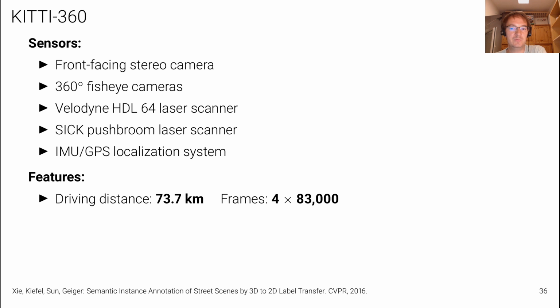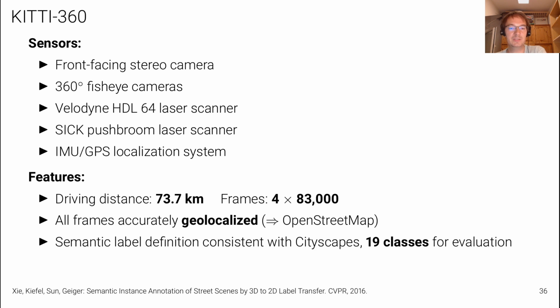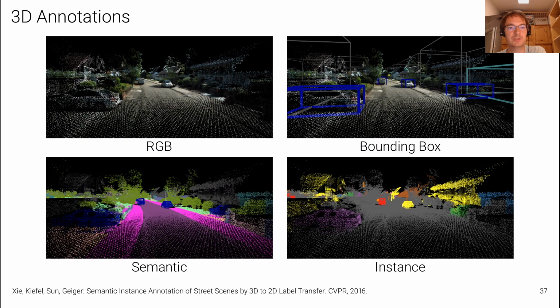There are about 83,000 frames of four cameras and the laser scans, covering a driving distance of roughly 73 kilometers. All frames are accurately geolocalized, such that additional information, for instance from OpenStreetMap, can be utilized. And we have annotated the dataset using semantic labels, both in 3D and 2D. The semantic label definitions are consistent with the Cityscapes dataset, such that cross dataset generalization performance can be analyzed. Furthermore, each instance is assigned a consistent instance ID across all frames. So we don't only have individual IDs for individual frames, but we have it all consistent in 3D over the entire sequence.